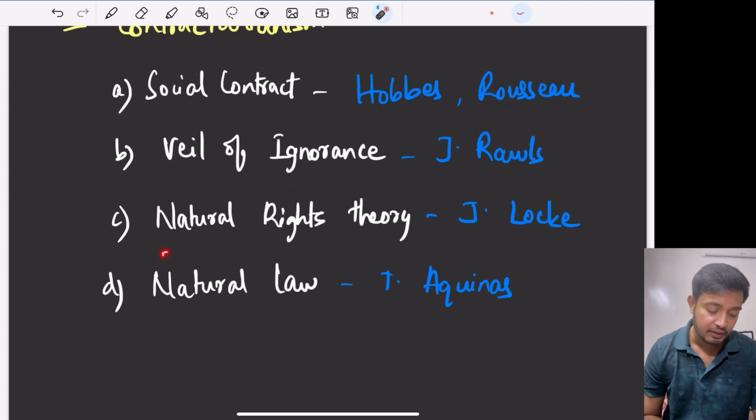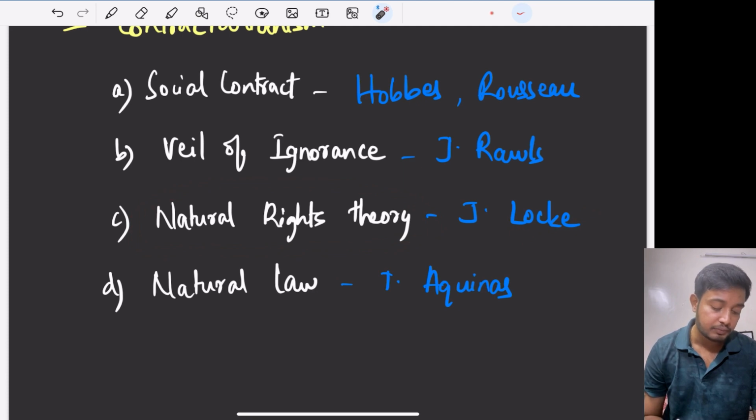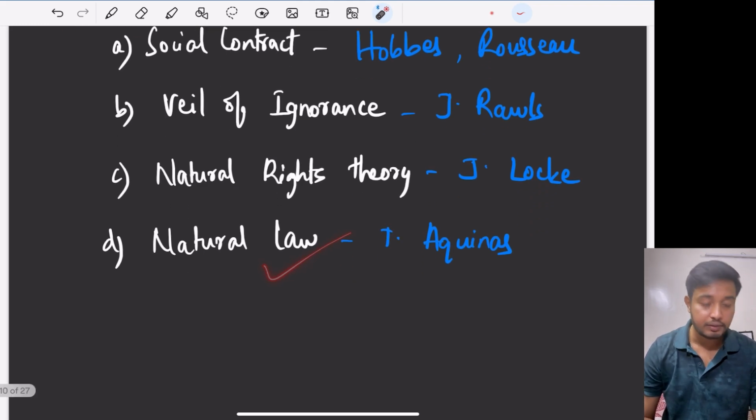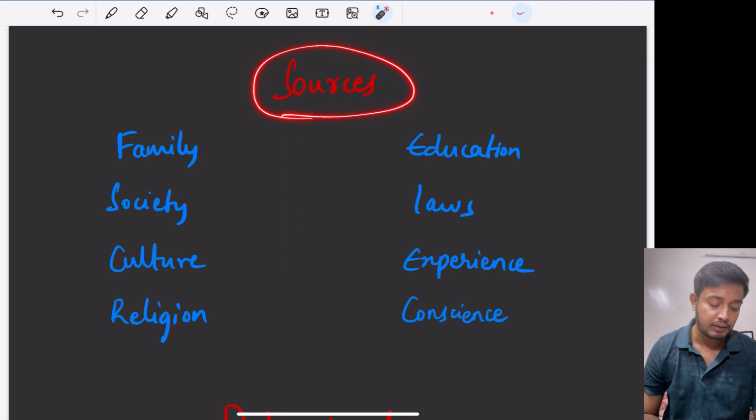And the other one is natural rights theory by John Locke, where there are some inalienable natural rights which are part of humans only, which cannot be ignored, such as the right to property, right to life, right to liberty, such things. And then there is natural law theory by Thomas Aquinas. He talks about a natural overall law which prevails throughout society, and the overall ethicality or morality of an action can be determined based on the universal law. And coming to the next part, these are the sources.